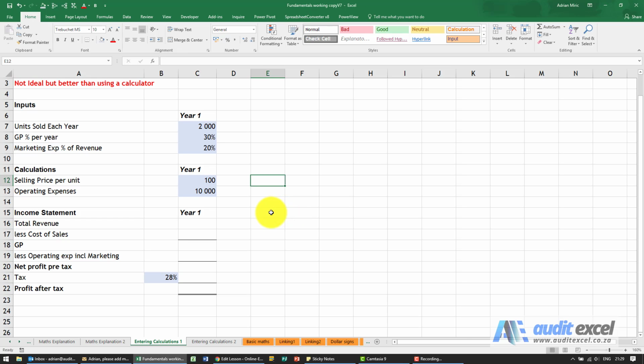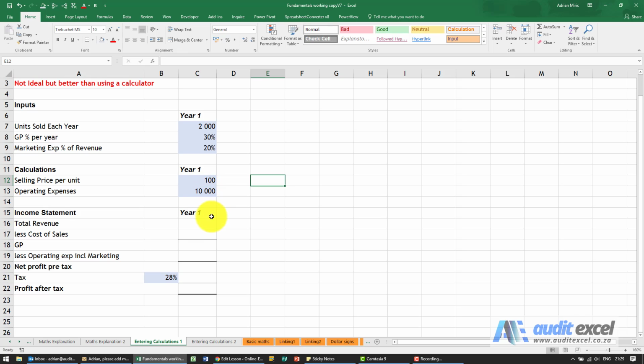Let's now learn how to enter a calculation into a cell. The first thing we're going to do is just enter a calculation and show you how you can repeat what you do if you happen to use a calculator. Now this is not ideal, it's not the correct way, but it's better than you manually doing a calculation and typing a number in.